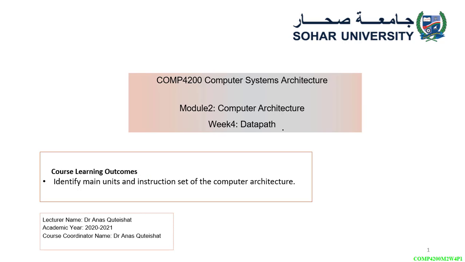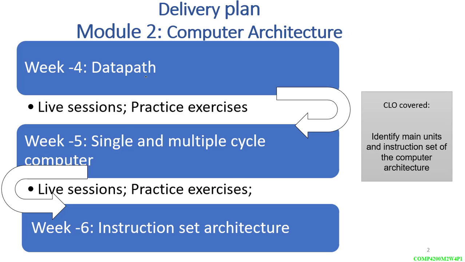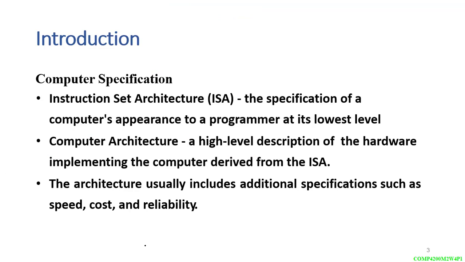We are in week number 4 and our topic will be the data path. The course learning outcome covered by this module: we identify the main units and instruction set of the computer architecture. So in week number 4 we are going to talk about the data path. Week number 5 we are going to talk about single and multiple cycle computers, and week number 6 we are going to talk about the instruction set architecture.